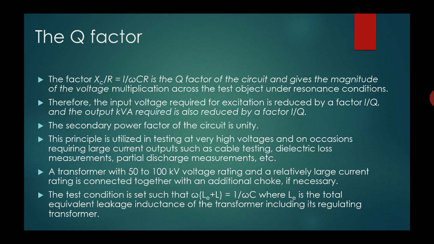This principle is utilized in testing at very high voltages and, on occasion, requiring a large current output, such as cable testing, dielectric loss measurement, partial discharge measurements, etc. A transformer with 50 to 100 kV voltage ratings and relatively large current rating is connected together with an additional choke if necessary. Now, why is this additional choke required? In order to minimize the short circuit current.